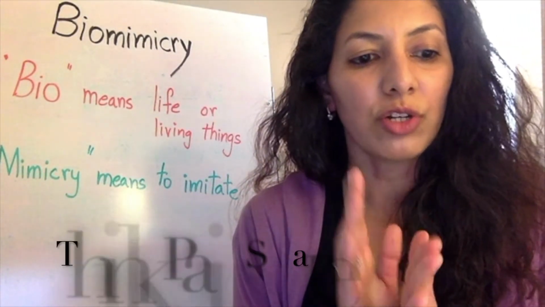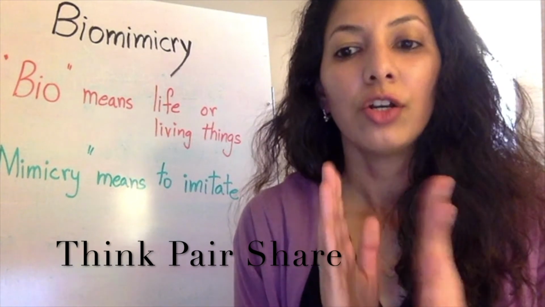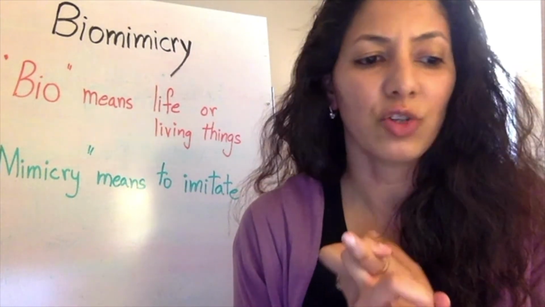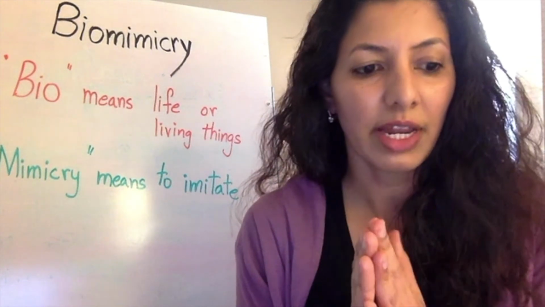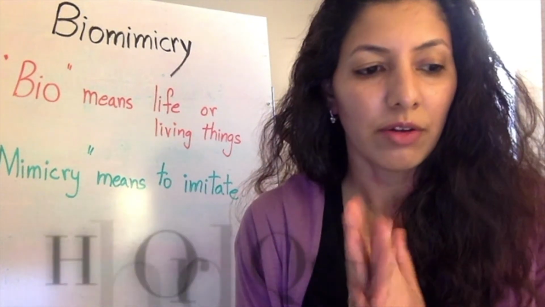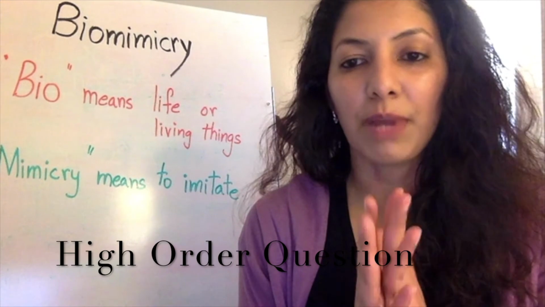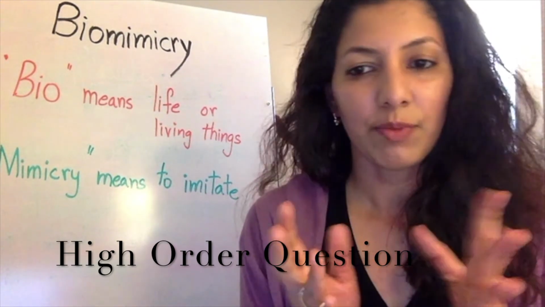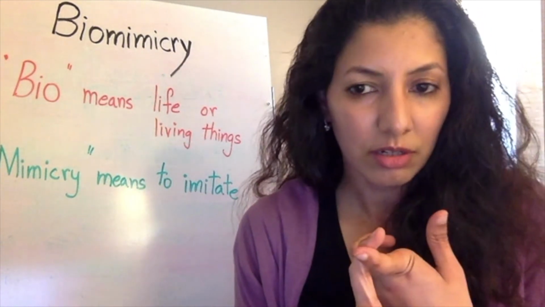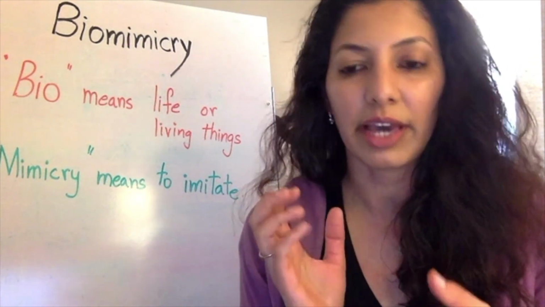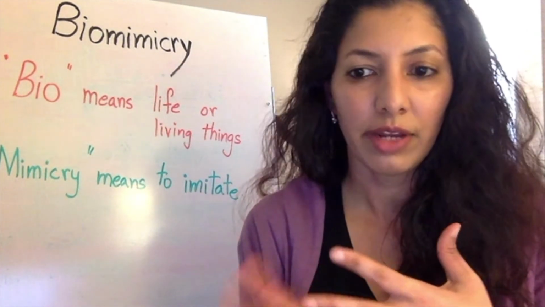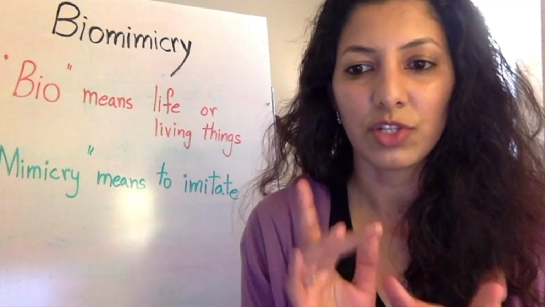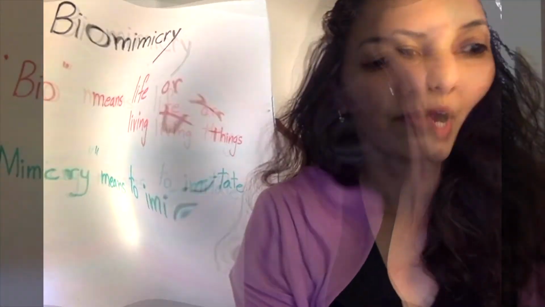Now it's time for you all to think, pair, share. You are going to think of any plant or animal's unique features, right? Share with your partner what that unique feature is that the plant or the animal uses for their survival and growth. For example, like we saw some pictures of the turtle shell, the gecko feet, right? So those are some examples, but you can come up with your own examples. So go ahead, think, pair, share with your partner.